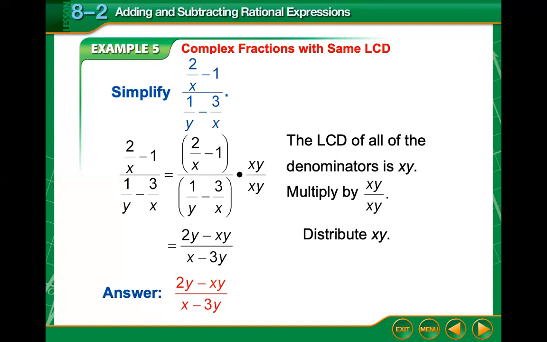In our final example 5, we have complex fractions with the same LCD. So here we have 2 over x minus 1, all over 1 minus y minus 3 over x. So we're going to find the LCD of all the denominators, and it happens to be xy. So we're going to multiply everything by xy, and when we do that, we end up getting 2y minus xy all over x minus 3y. And that is as simple as it gets, so that is what it simplifies to. 2y minus xy all over x minus 3y is our answer here for example 5.